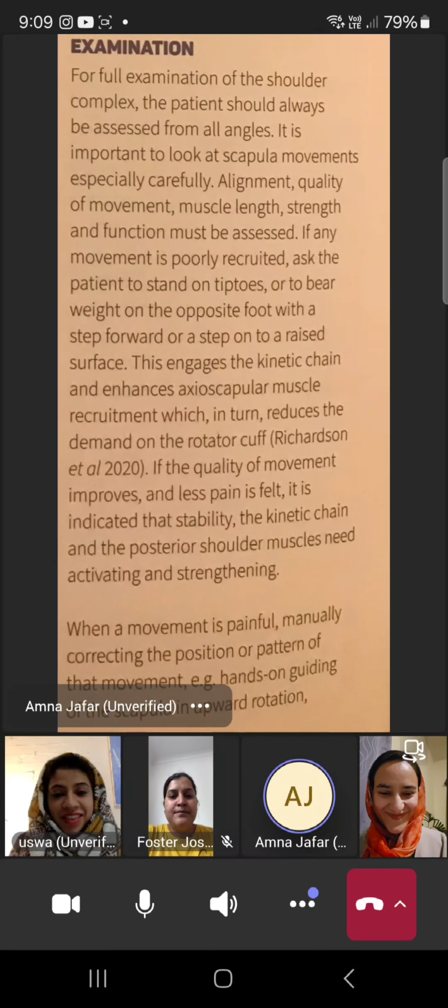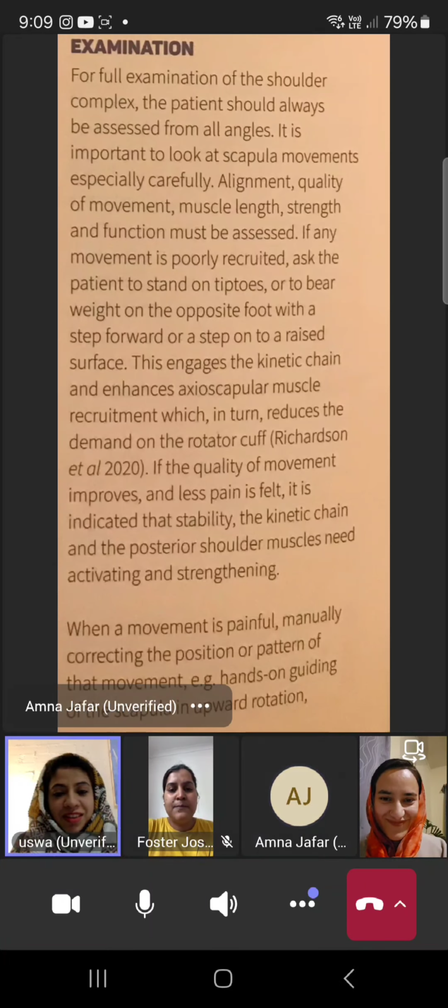And I think palpation could be added in this, yeah? Yeah, very important. Thank you, Usma. Thank you so much. No worries.